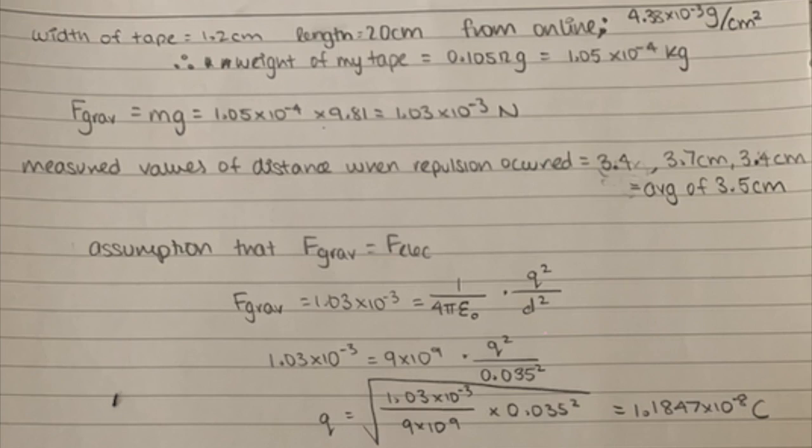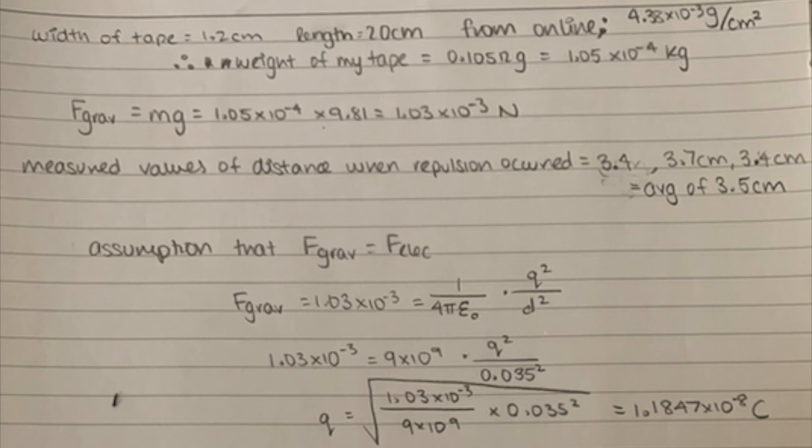The following calculations show how I got to the charge of the single piece of tape. I first measured the weight of my piece of tape, which I ended up getting 1.05 times 10 to the negative 4 kilograms. I then applied this weight in the force equation and got 1.03 times 10 to the negative 3 newtons as my gravitational force acting downwards on the upper piece of tape.